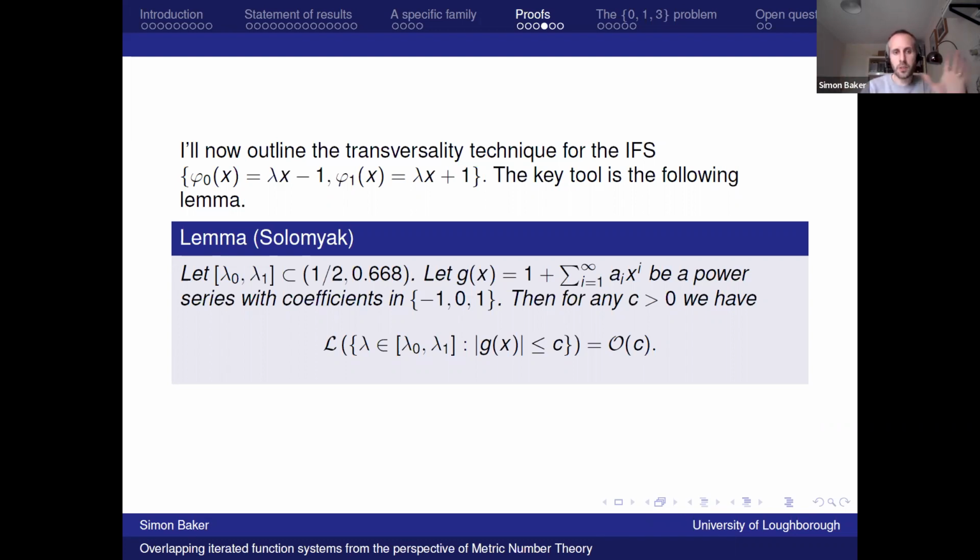Okay, so that's a really useful lemma, and the reason you can't go beyond 0.668 is because when you go past it, you can find functions g which are going to have a double root, so you wouldn't get this sort of estimate.